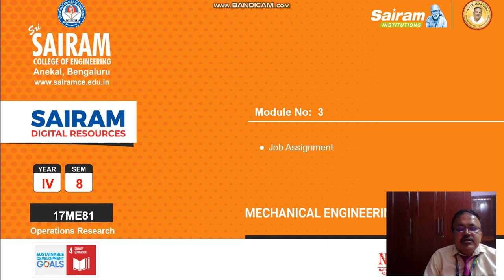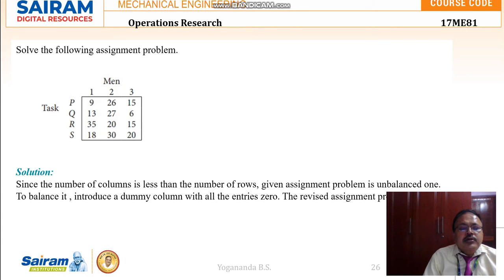Good afternoon, friends. Now we are seeing a job assignment problem which is unbalanced one, in the subject Operation Research, module number 3. Here there are 4 different tasks, but the number of men or labor available is only 3. So it is an unbalanced problem. The number of columns is less than the number of rows. So the given assignment problem is unbalanced.